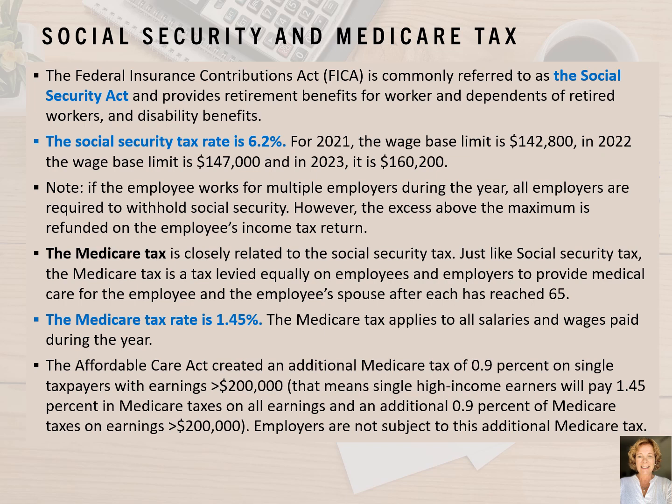The Affordable Care Act created an additional Medicare tax of 0.9% on single taxpayers with earnings of greater than $200,000, which means that single high-income earners will pay 1.45% in Medicare taxes on all earnings and an additional 0.9% of Medicare taxes on earnings that are greater than $200,000. For married taxpayers, the limit is $250,000, and for taxpayers with filing status married filing separately, the limit is $125,000. Employers are not subject to this additional Medicare tax.